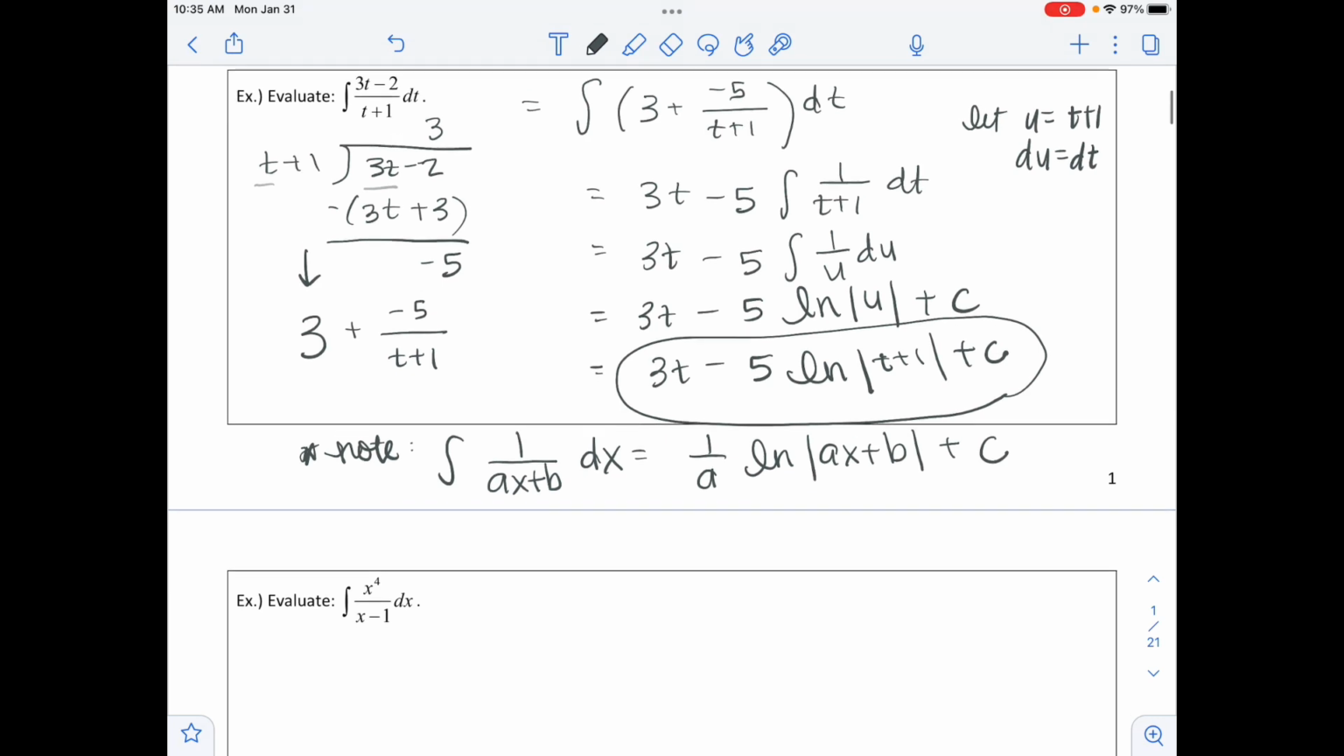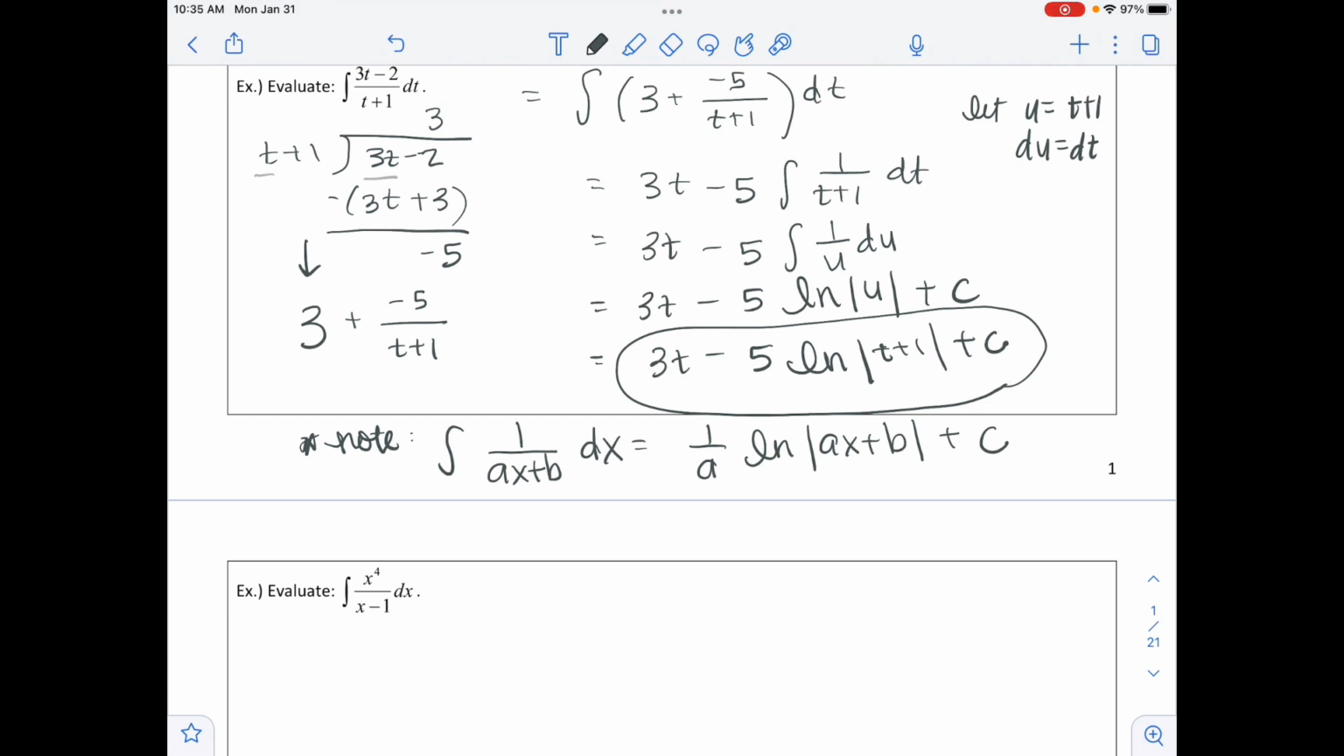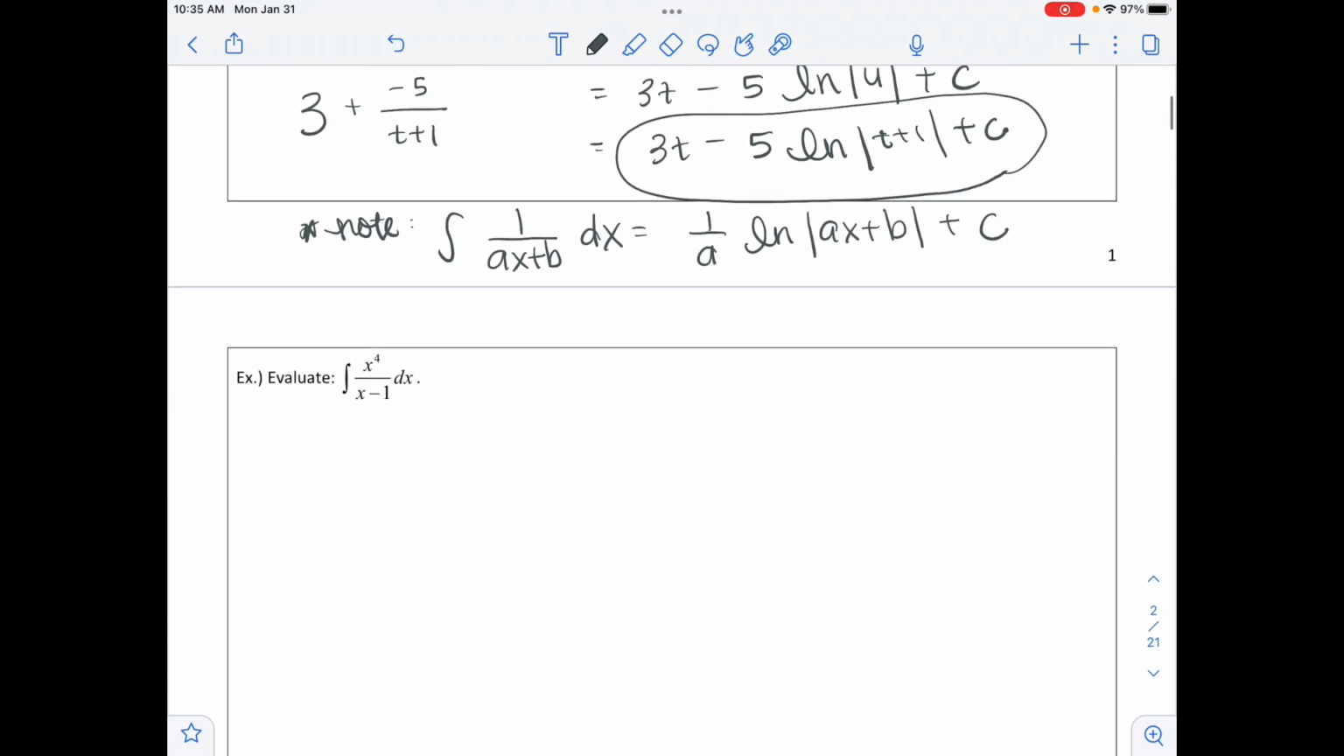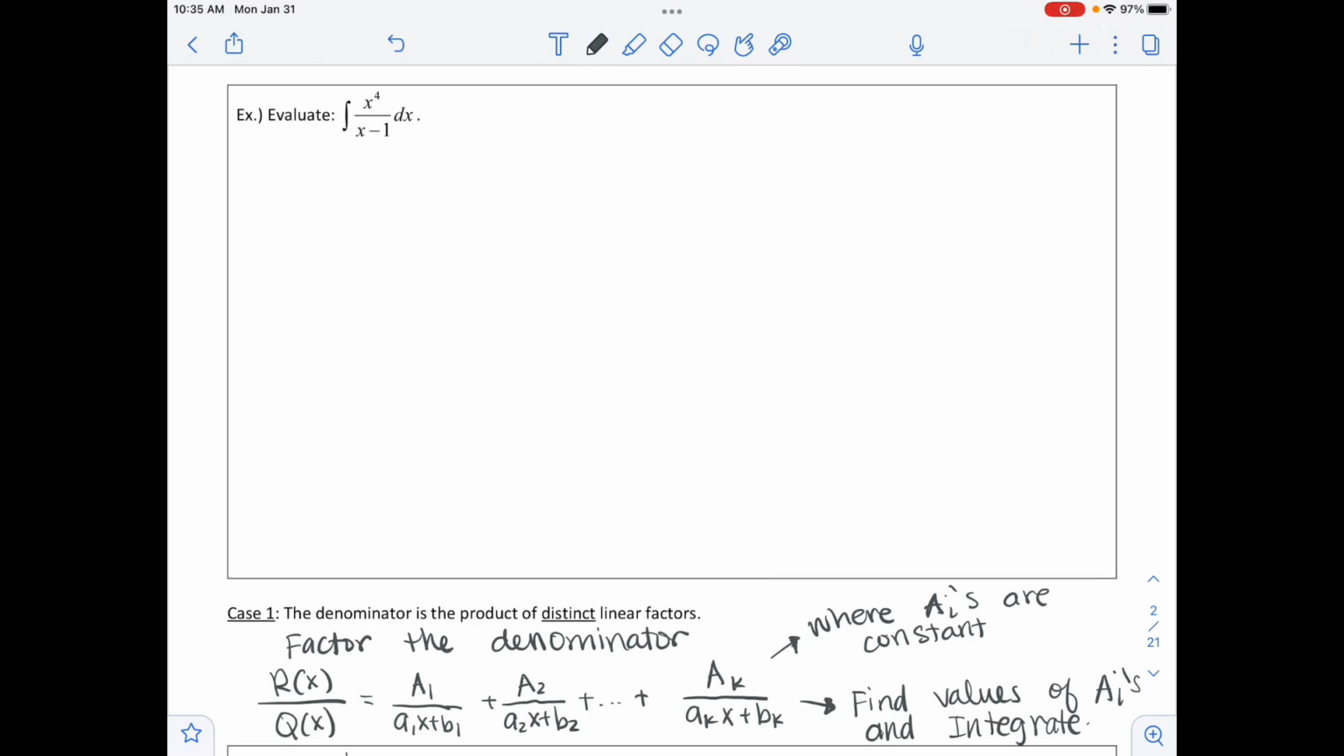So we have another example on the next page that says evaluate the integral of x to the 4th over x minus 1 dx. And so definitely the numerator is of higher degree than the denominator. So I'm going to go ahead and divide this. So I have x minus 1 goes into x to the 4th. And I also have no x to the thirds, no x to the seconds, no x's, and no constant term. And so the next thing I'm going to ask is x times what equals x to the 4th? And you would multiply it by x to the 3rd.